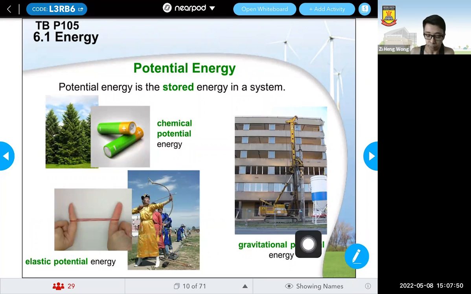And of course, gravitational potential energy, you learned that back in Sec 1 also. Basically, it has to do with the height of the object. Something that is higher will have more gravitational potential energy.